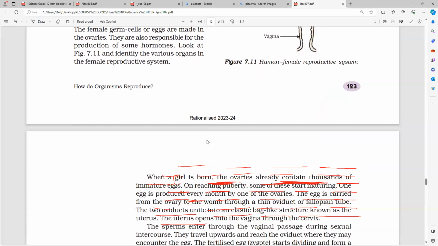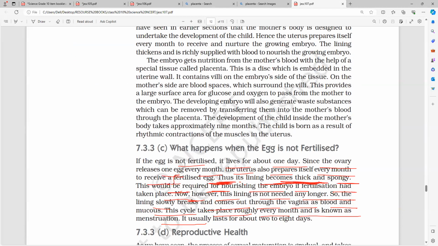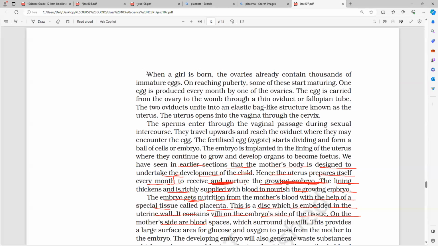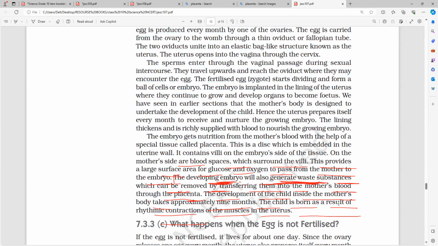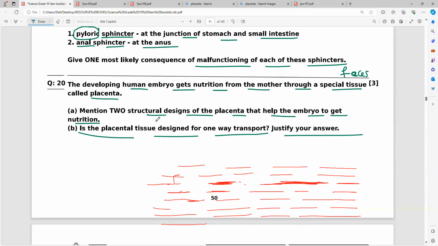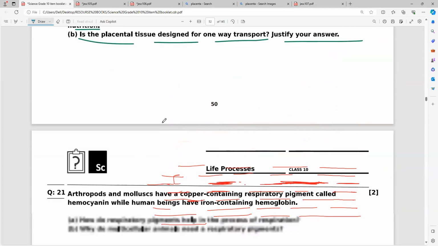If fertilization occurs, what will happen? If not fertilized, that is the next concept. If fertilization occurs, you have to learn from here to here. Everything you have to revise. Fertilization occurs because the child is born as a result of rhythmic contraction of the muscles in the uterus. In last year's pre-board paper, you all saw that, for this point there was half a mark. Do you all remember? Every word was written. Is it right or wrong? So that is why you have to go through that. If you learn one question, you have to answer every part required for it. This is the last question in this chapter.